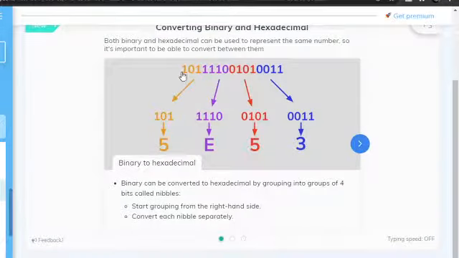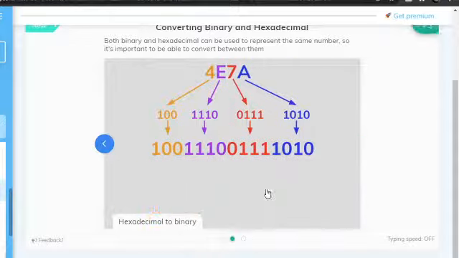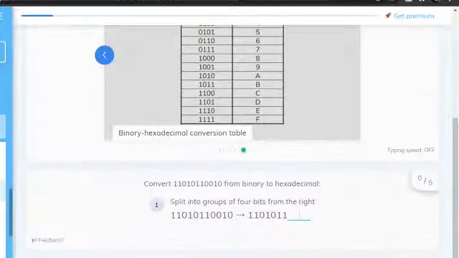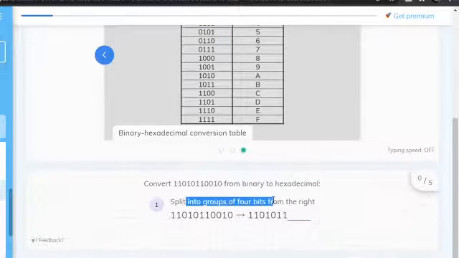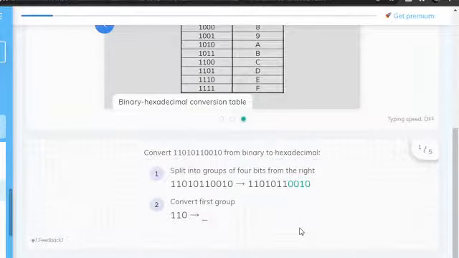Converting binary and hexadecimal. Both binary and hexadecimal can be used to represent the same number, so it's important to be able to convert between them. Yeah, simple. How to convert between, we just did this. Converting that from binary to hex, so split it into 4 groups from the right. So that is 0010, so convert the first group. I would prefer it to have another 0 on it, but okay. That's 1 and 4, so that's 5.